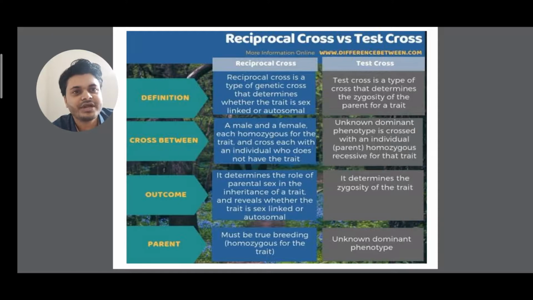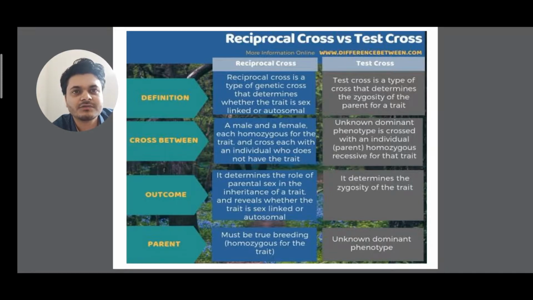Then the next point, the next differences between reciprocal cross and a test cross. In a reciprocal cross, a male and female each homozygous for the trait are crossed with each other, with each individual who does not have the trait. Whereas in a test cross, the unknown dominant phenotype is crossed with an individual parent homozygous recessive for that trait, clear? One more is that for a reciprocal cross the parents must be true breeding, clear? That means homozygous for the trait, and this side for the unknown dominant phenotype.